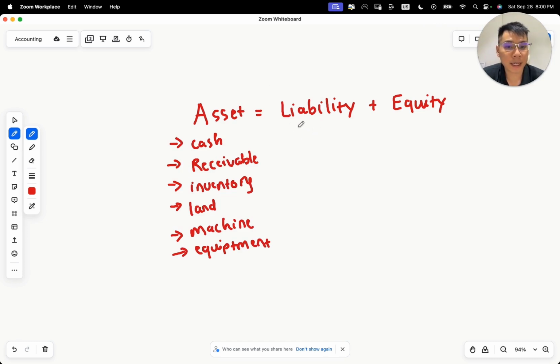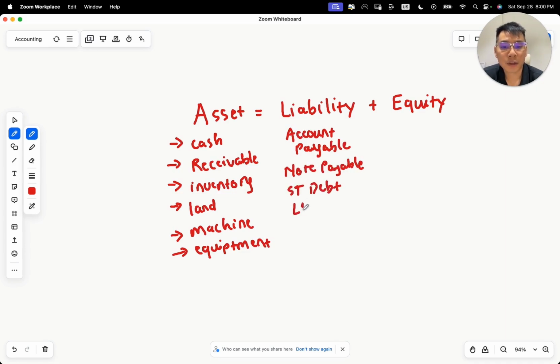We also have accounts for liability, which include accounts payable, notes payable, short-term debt, and long-term debt. The money that you pay. Short-term debt is the money that you're obligated to pay within a year. Long-term is the money that you can pay over more than a year. You also have wages payable, which is the money you owe to employees. Accounts payable is the money that you owe to vendors.